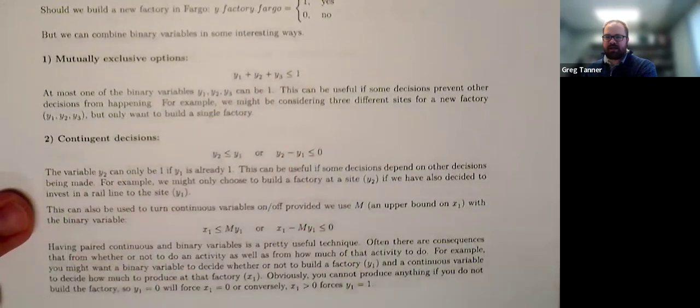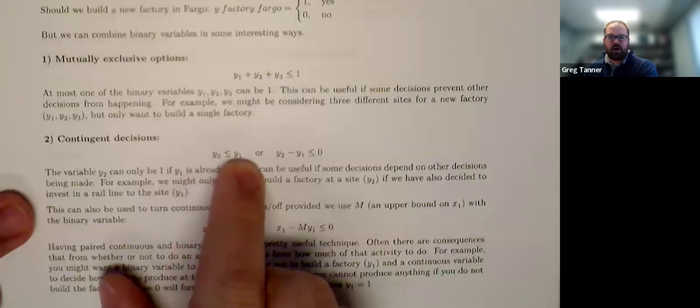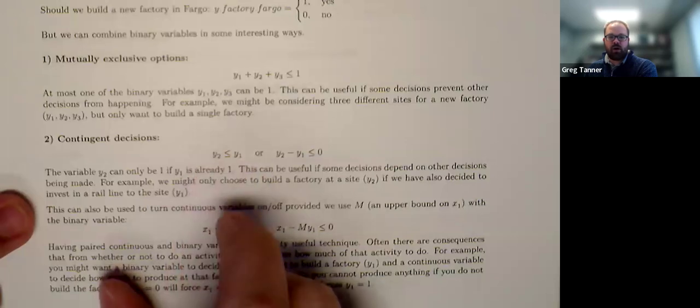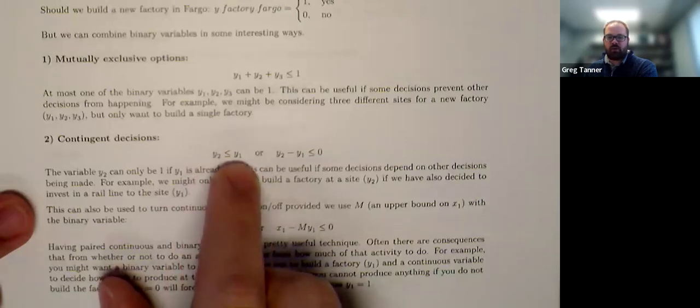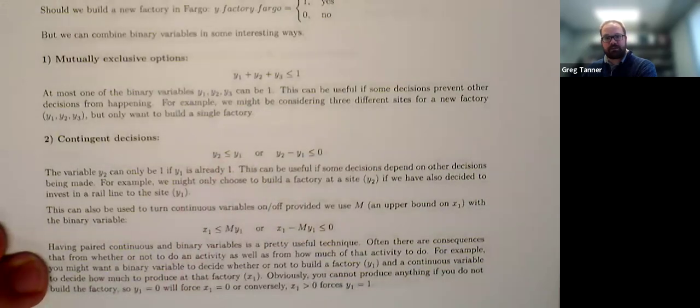Next, contingent decisions. Sometimes one decision depends on another, and in this case, if you constrain y2 to be less than or equal to y1, then y2 can't be 1 unless y1 is already 1. Okay, if y1 is 0, it forces y2 down to 0, or conversely, if y2 is 1, it forces y1 up to being 1. You can't have y2 equal 1 and y1 equal 0. So it eliminates that possibility.